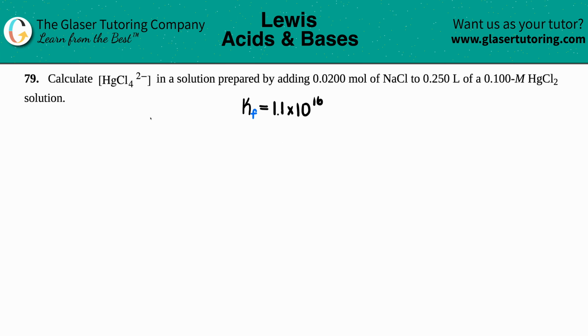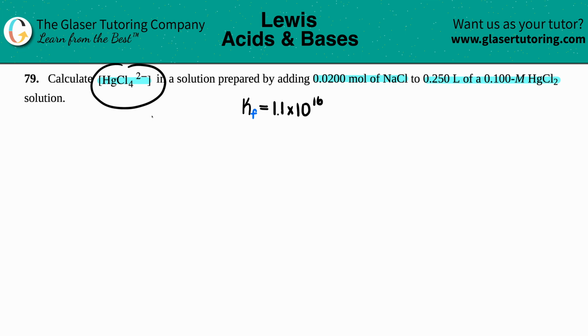Number 79. Calculate the concentration of HgCl4 2- in a solution prepared by adding 0.0200 moles of NaCl to a 0.250 liter of a 0.100 molar HgCl2 solution. Okay, so in order to do this problem, we do need a constant value here, and that's the Kf, the equilibrium formation constant. F is for formation of the complex ion.